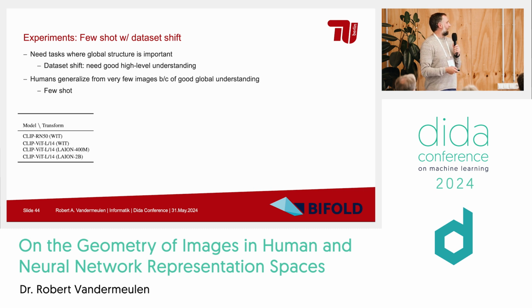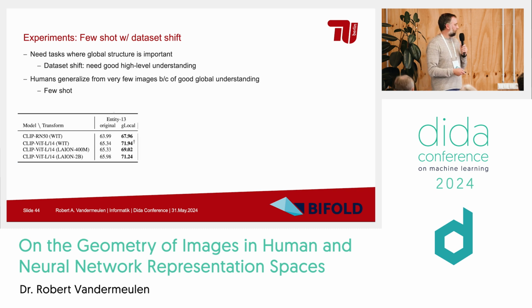a community. Okay, so for this experiment, we use multinomial logistic regression to fine-tune these. Few shot means 5 samples. So here are the networks we use. This is Wikipedia, Lion, and so forth. So Entity 13, this is a dataset from BREEDS. It's a dataset that has a lot of dataset shift.